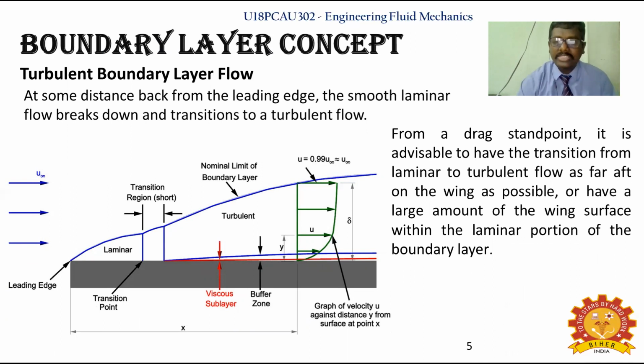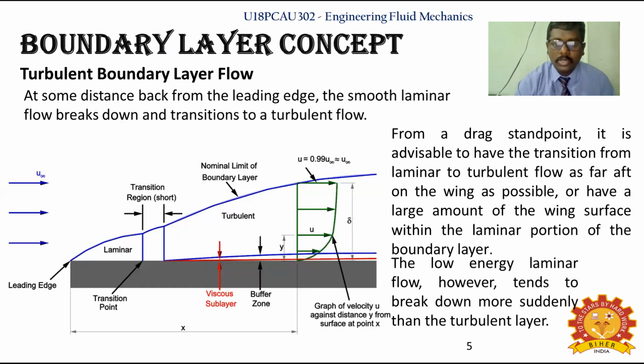From a drag standpoint, it is advisable to have the transition from laminar to turbulent flow as far back on the wing as possible, or have a large amount of wing surface within the laminar portion of the boundary layer. However, this low energy laminar flow tends to break down more suddenly than that of a turbulent layer.